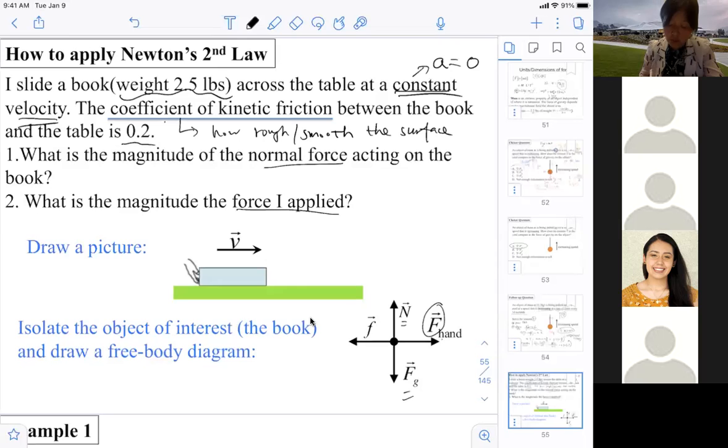Okay, so now the next step is to apply Newton's second law to solve these 2 questions. We will pick that up next time on Friday, or you can try to solve it on your own.